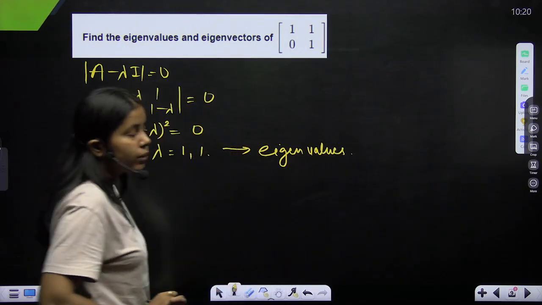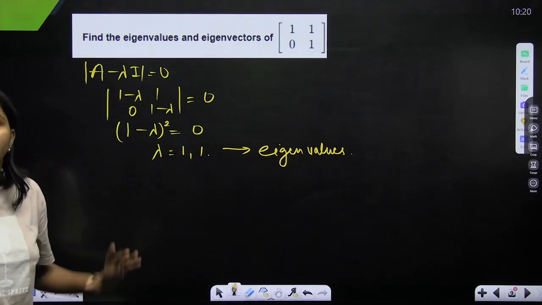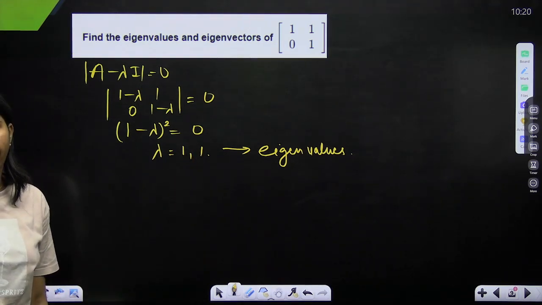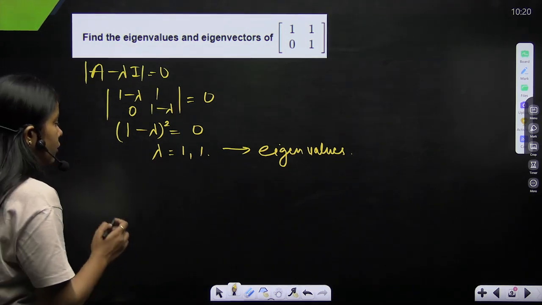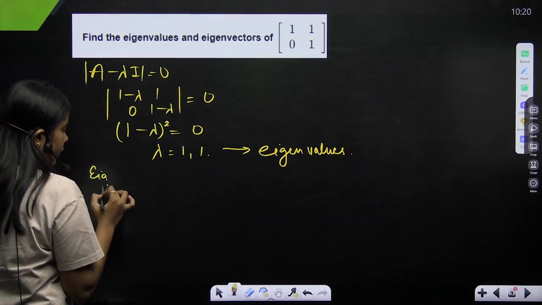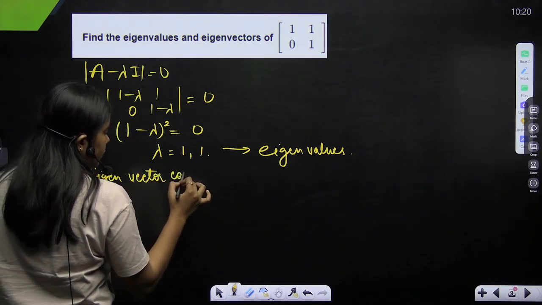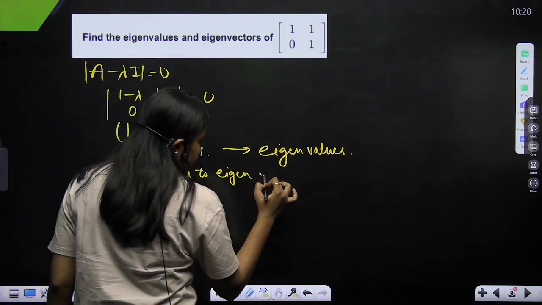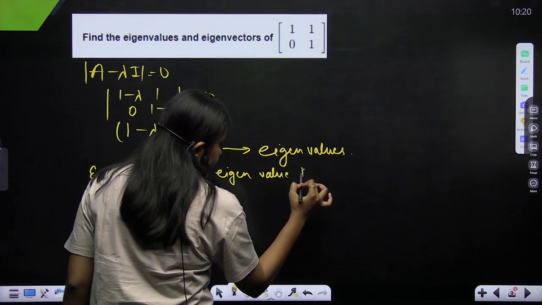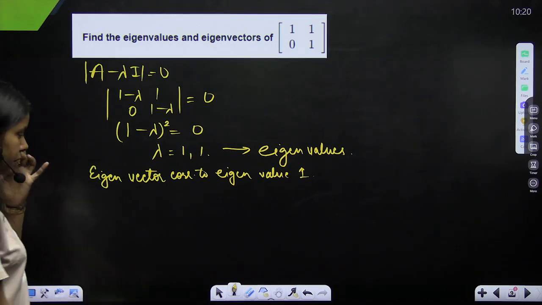One thing you can check here is that your eigenvalues are now not distinct. If eigenvalues are not distinct, what would I do? I was simply finding the eigenvector corresponding to eigenvalue 1. I got this. I want to find out the eigenvector.